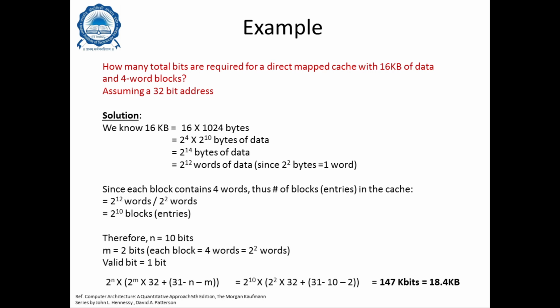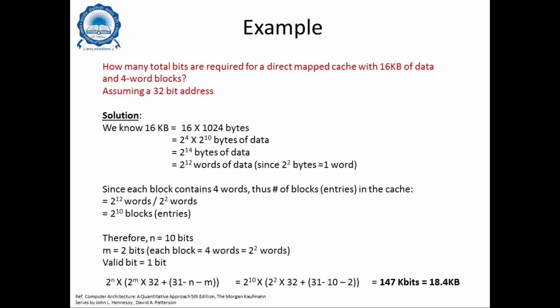Okay, so therefore the total bits is 2 to the power n times (2 to the power m times 32 plus (32 minus n minus m minus 2) plus 1). So that gives you a value of 147 kilobits, which is equivalent to 18.4 kilobytes. So this 18.4 kilobytes is the total bits required for the direct map cache.